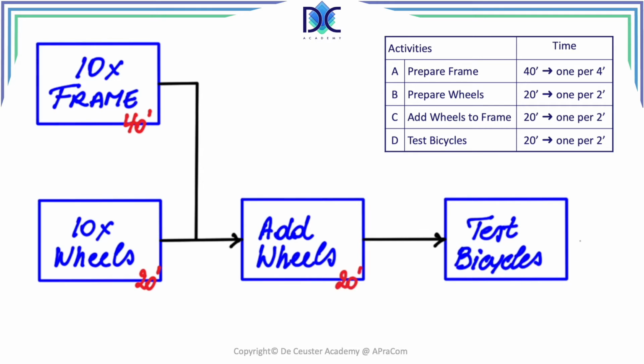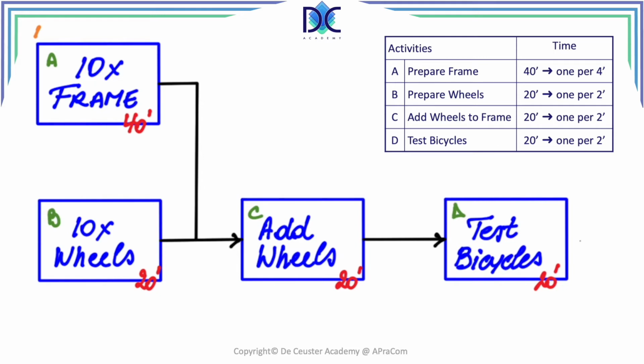Adding the wheels to the frame also takes 20 minutes in total. Again, 2 minutes per frame to complete the frame. And finally, when the bicycles are finished, we're going to test the bicycles, which also takes 2 minutes per bicycle. We can call the activities, like I said, A, B, C, and D. It will be easier to work with those, or we can use a different code depending on the way you work in your organization. We can calculate the early start and early finish, and find the network diagram or find the critical path.